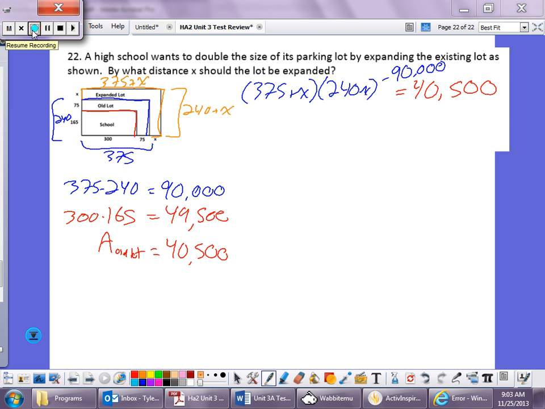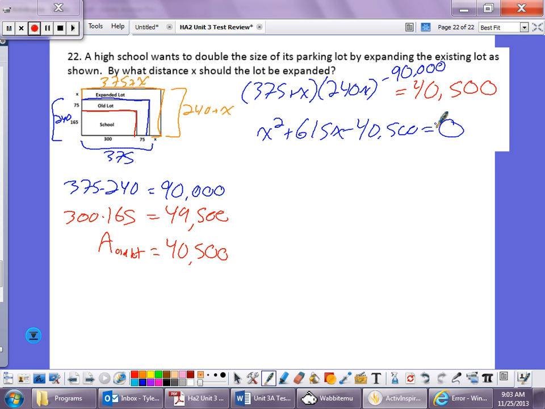So from here, you just have to solve. So you'd end up getting x squared plus 615x minus 40,500 equals 0. And you just have to factor. So you have to find two numbers that multiply to negative 40,500 and add up to 615. And those are going to end up being x plus 675 and x minus 60. So your answer would be 60.